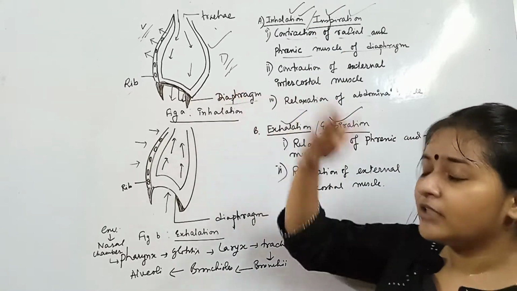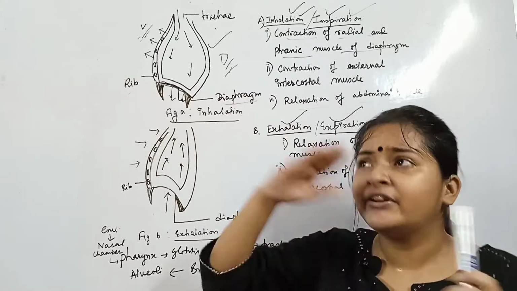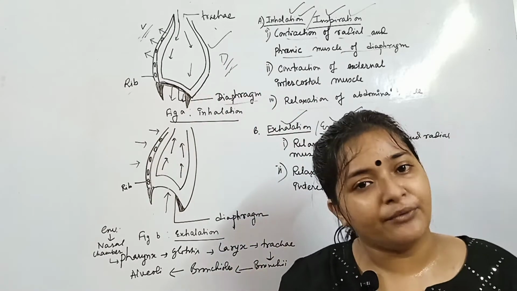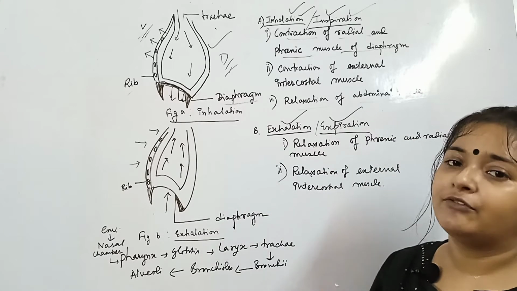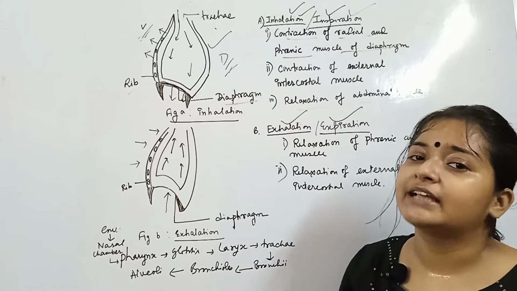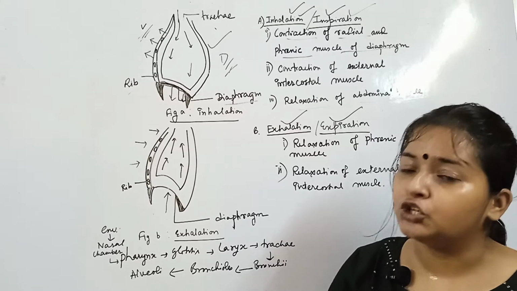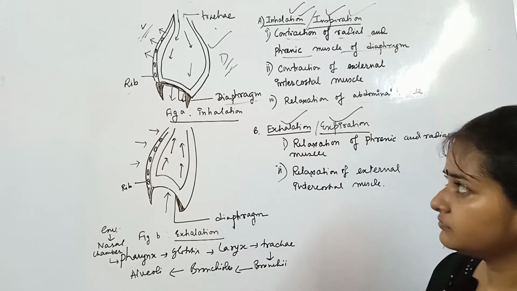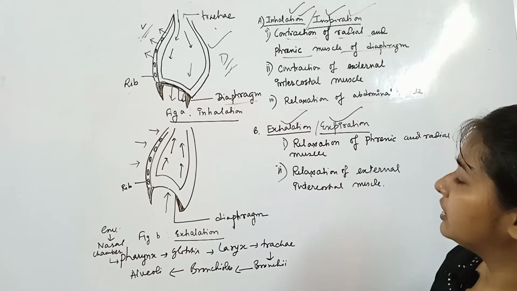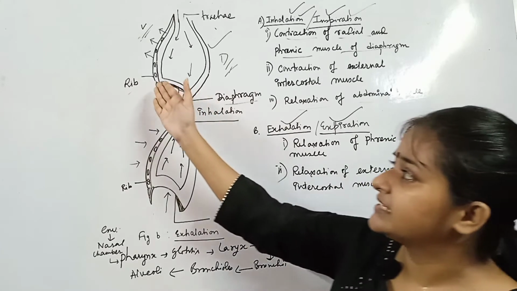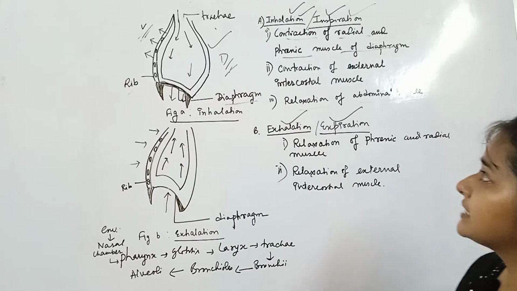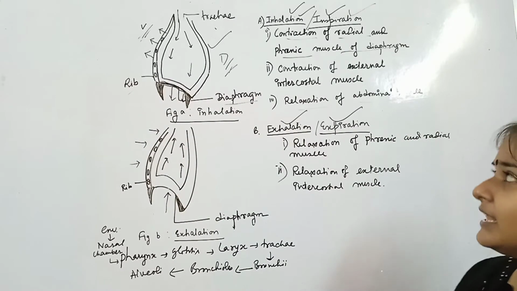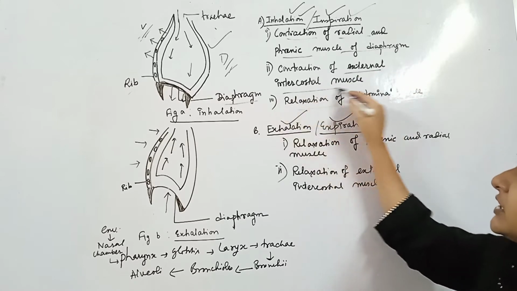The diaphragm goes downward, which enlarges the thoracic cavity and decreases the abdominal cavity. When the abdominal cavity decreases in volume, the compression of the abdominal organs happens. Now what happens next? The ribs and sternum are associated with some other muscles, like the external intercostal muscle.